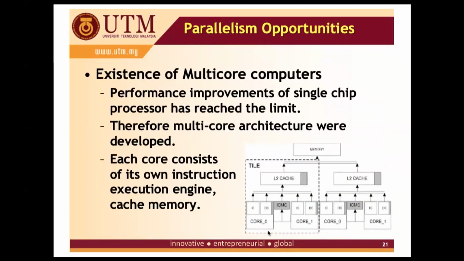Existence of multi-core computers. The performance improvement of single chip processors has reached its limit. Of course, that's why the Cray, I told you just now, the Cray. Therefore, multi-core architectures were developed. Each core consists of its own instruction execution engine and cache memory. If you learn COA, you will know this kind of scenario.